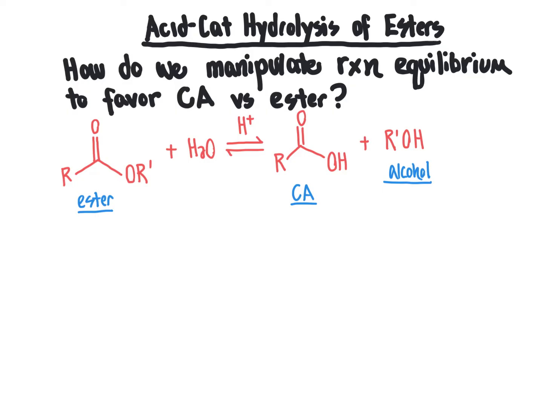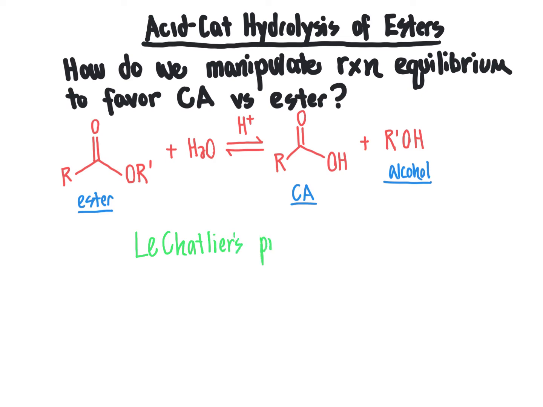So let's go ahead and take a closer look at acid-catalyzed hydrolysis of esters. One of the first questions that we need to address is we mentioned that this reaction represents an equilibrium, and we need to ask, how can we manipulate that equilibrium to favor either the carboxylic acid being most abundant at equilibrium or the ester? How do we force the equilibrium one way or the other, in other words? Well, in order to do that, we can apply a principle called Le Chatelier's principle.